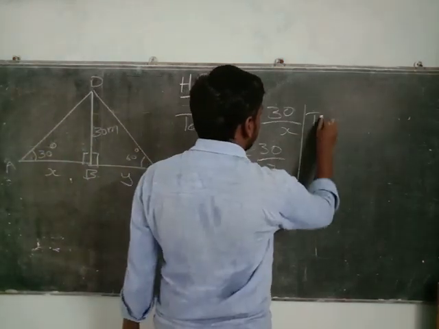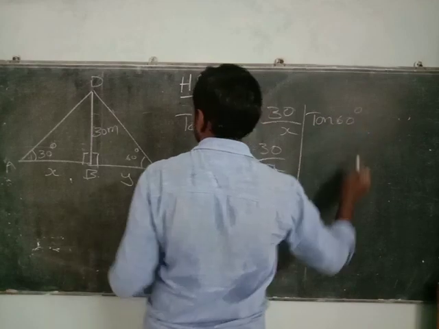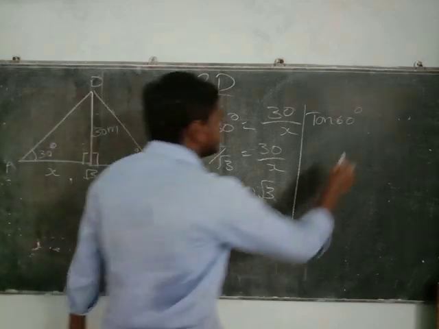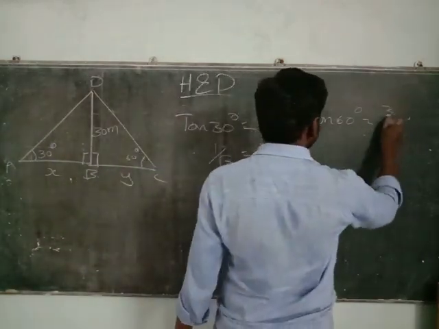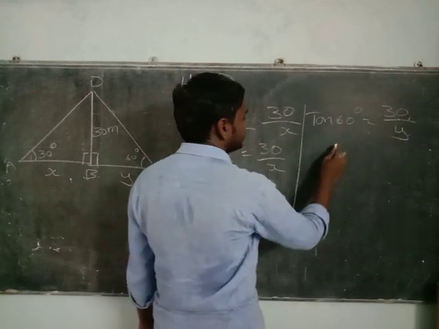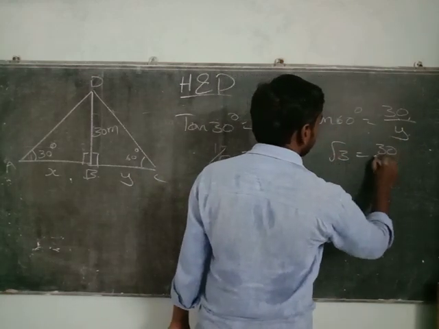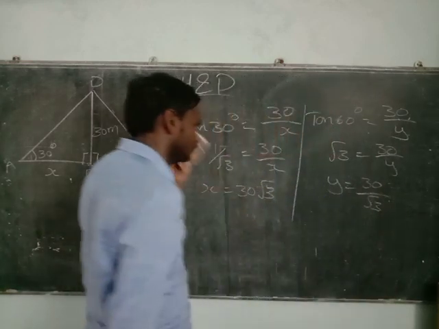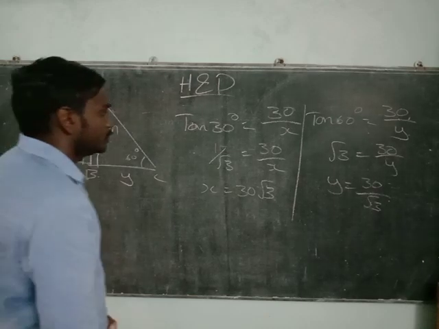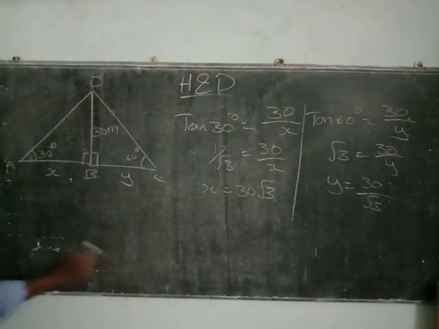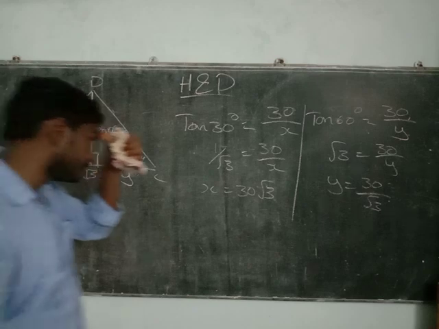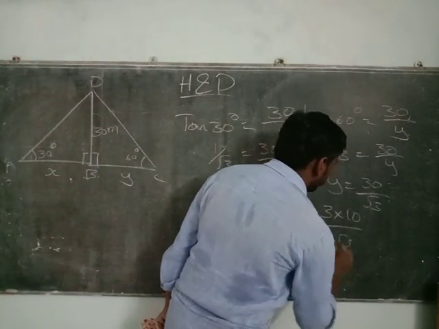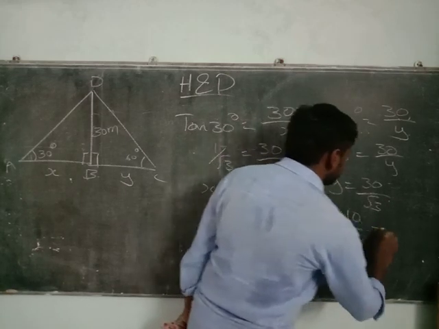And tan 60 degrees. We are taking this triangle D, C and B. Tan 60 degrees is 30 divided by y, that is equal to root 3, that is equal to 30 by y. y is equal to 30 by root 3. This can also be written in different ways. I am writing it as 3 into 10 divided by root 3, root 3 times, that is equal to 10 root 3.